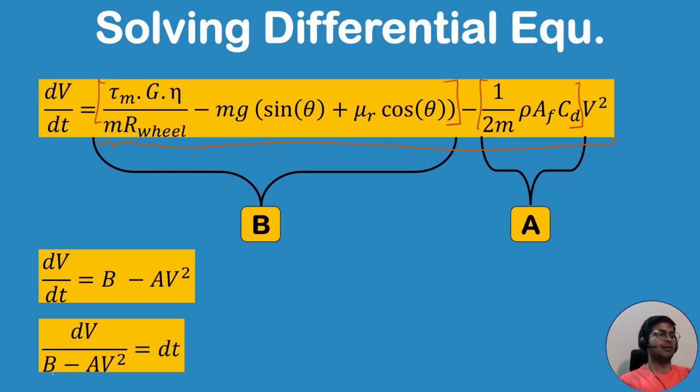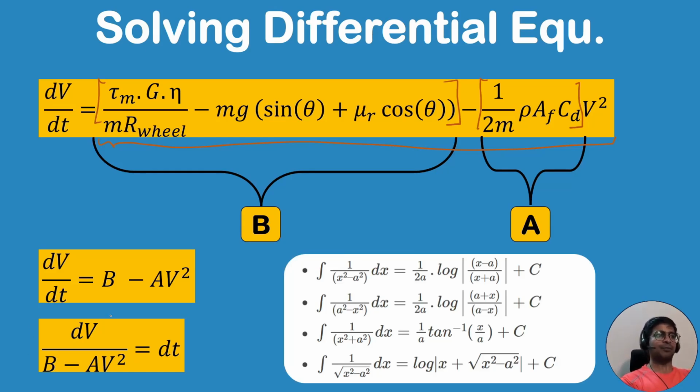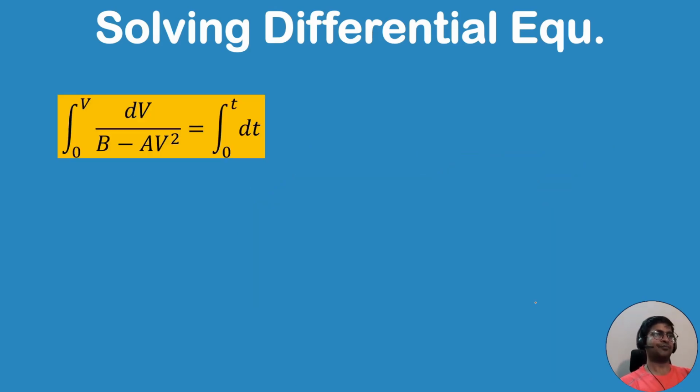I have written it this way because I am going to integrate both sides and use this formula to solve that integral equation. Now let's say we have pressed the pedal to 20%, and the motor starts delivering a constant torque, and the vehicle starts moving from zero speed. So let's say at t equals 0 the vehicle velocity is 0, and at time t the vehicle velocity is v.